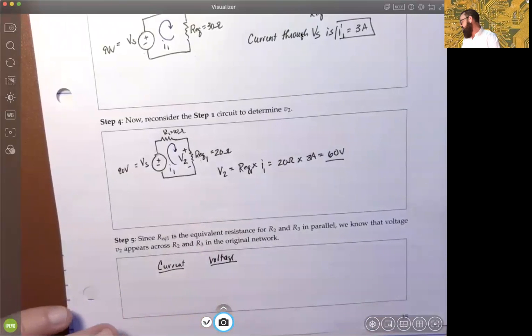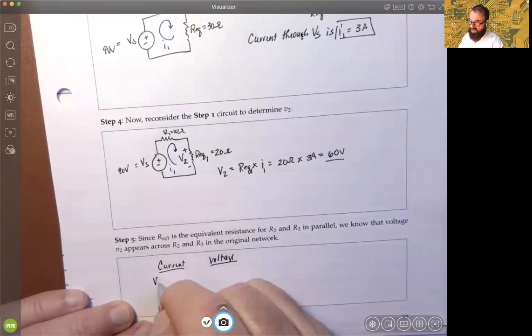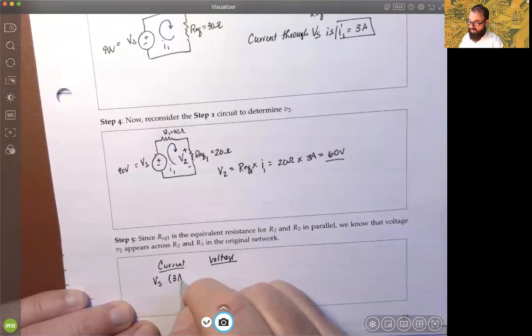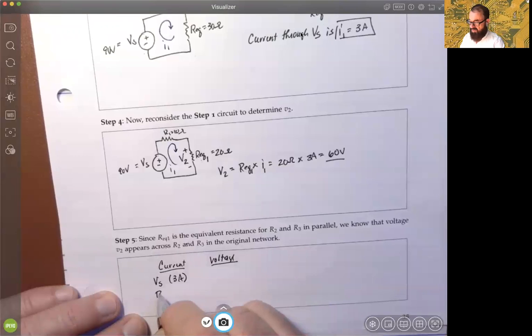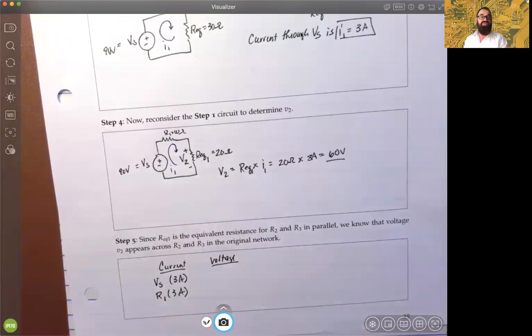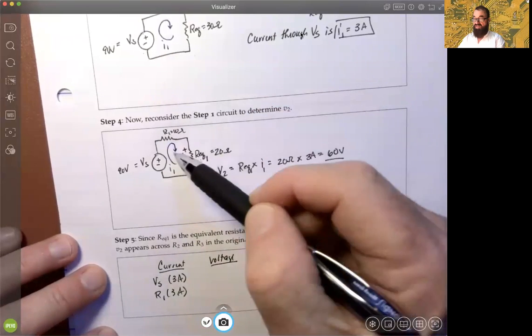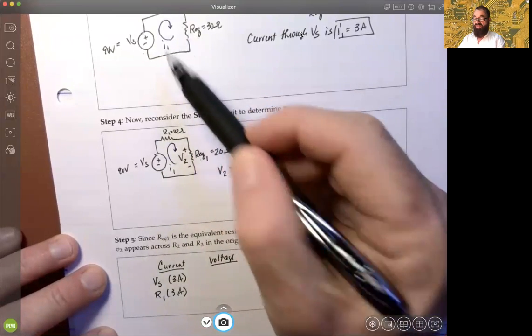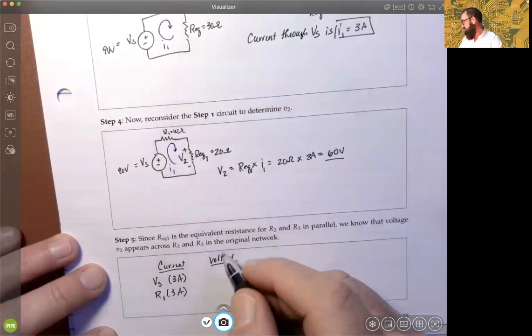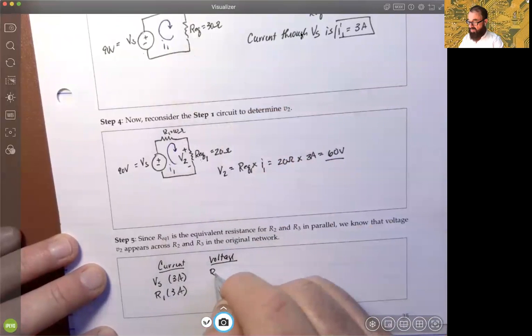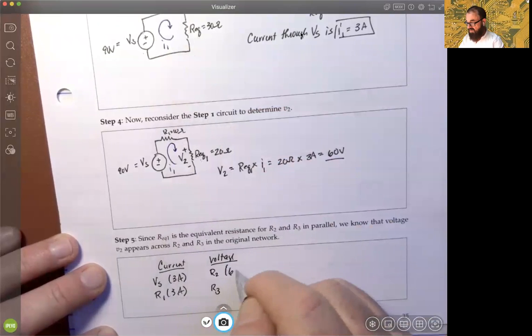Right. So we already know that we have 3 amps flowing through the voltage source, right? We have 3 amps flowing through resistance 1, because again, this is still in series. It's the same current flowing here. Nothing's changed. In terms of voltage, we now know that both those original resistances R2 and R3 must have 60 volts across them.